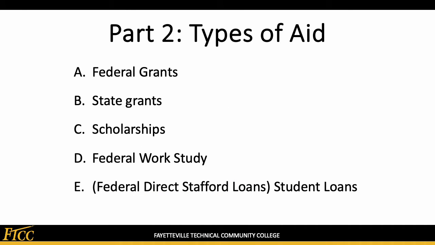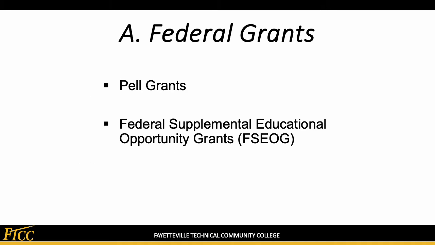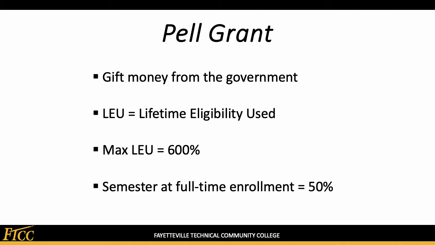Part 2, types of aid: federal grants, state grants, scholarships, federal work study, federal direct Stafford loans, and student loans. Federal grants include Pell Grants and the Federal Supplemental Educational Opportunity Grant, better known as FSEOG. Pell Grants are gift money from the government that does not have to be repaid.